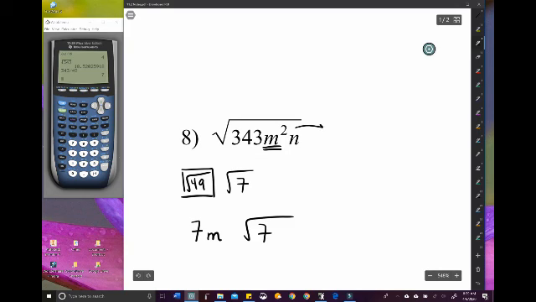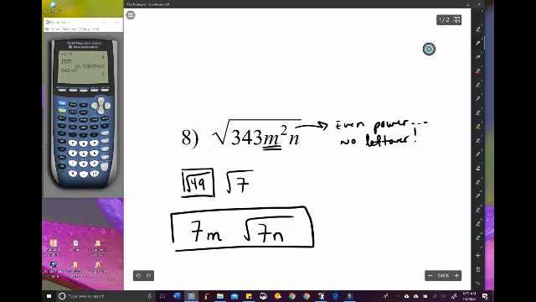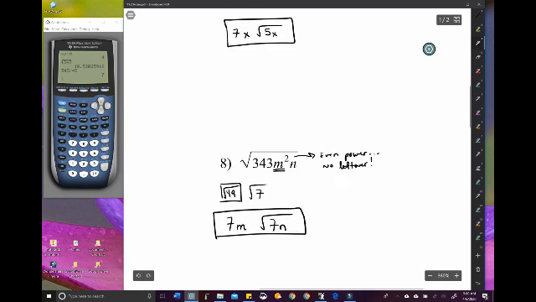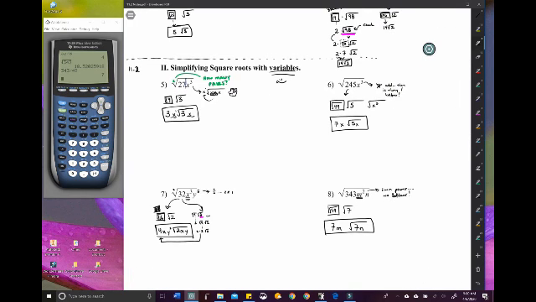So if it's even, there's no leftover. On the other hand, with the single n you cannot bring out a pair, so it's just going to stay inside there. So 7m root 7n. All right, so with variables, how many pairs? Think of it as a sock drawer, anything you can bring out in pairs, like shoes, anything like that. And try out these problems as part 2 of the first section.